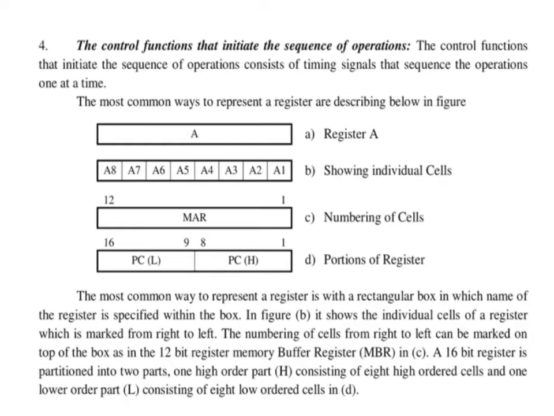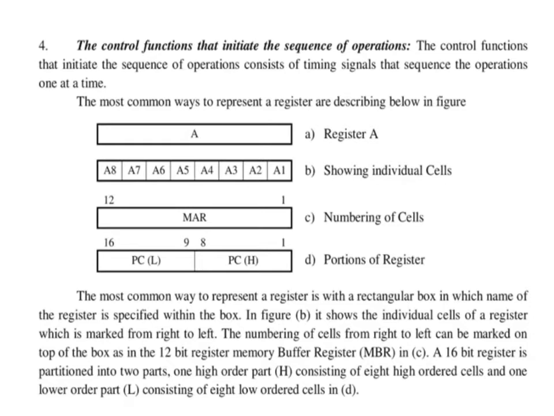The most common ways to represent registers: in part A, the register is shown as a rectangular box in which the name of the register is specified. In figure B, it shows the individual cells of a register, which are marked from right to left, and the numbering of cells from right to left can be marked on the top. In the third case, the numbering of cells from right to left is marked on the top of the box, and in the next case, the 16-bit register is partitioned into two parts. One is the higher order part, represented as H, and the other is the lower order part, represented as L.